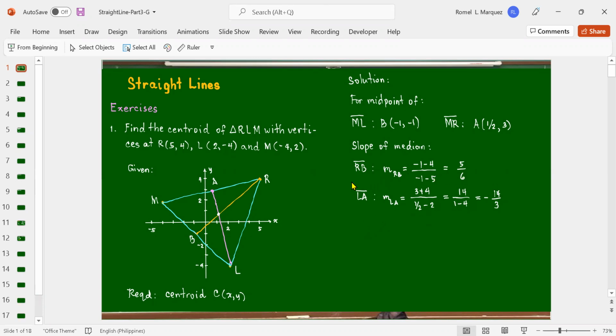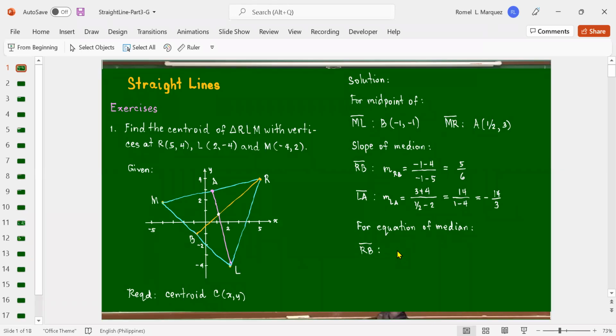We know already the slope of each median together with the point where the median will pass through. Actually, you have two choices for the points where the median will pass through, no? The vertex or the midpoint. Okay? So for the equations of the medians, let's start with median RB.